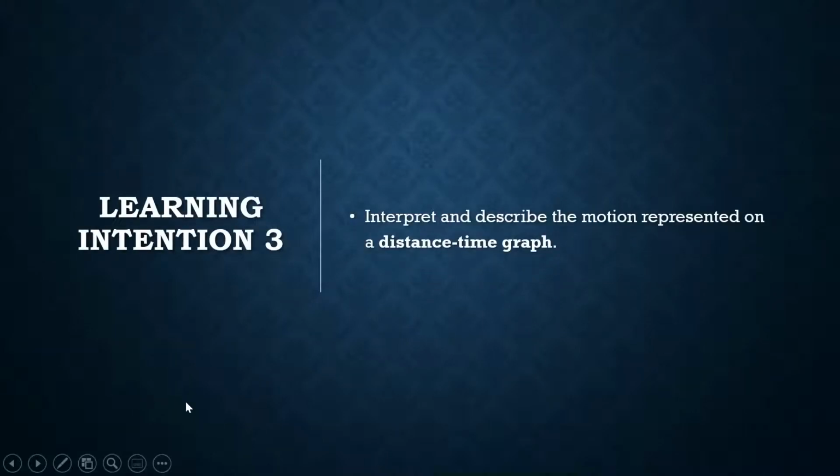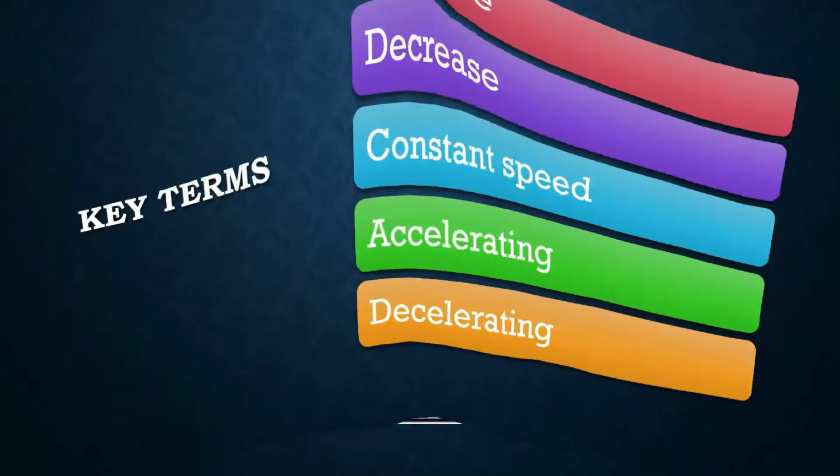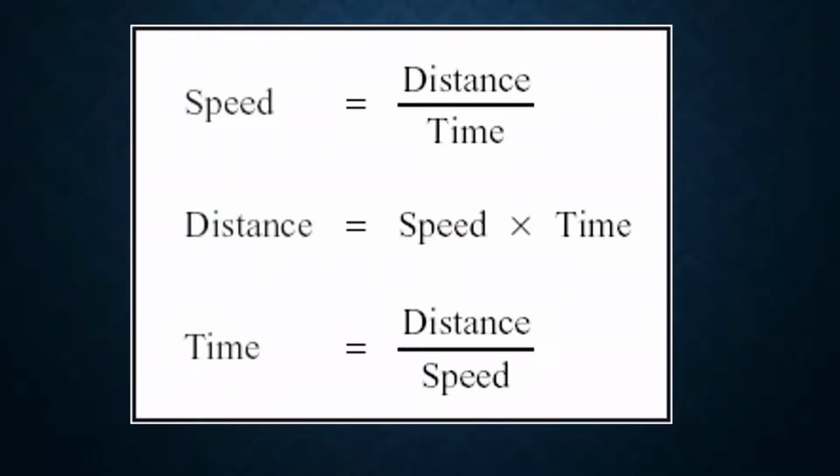All right, learning intention number 3: to be able to interpret and describe the motion represented on distance time graphs. So we're going to have distance against time. Some words we might want to use: increase, decrease, constant speed. We might be using accelerating, decelerating. Just remember, later on we're going to have to start looking at gradient to find speed.